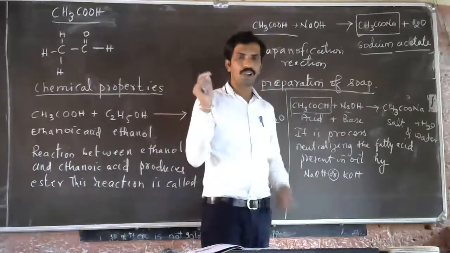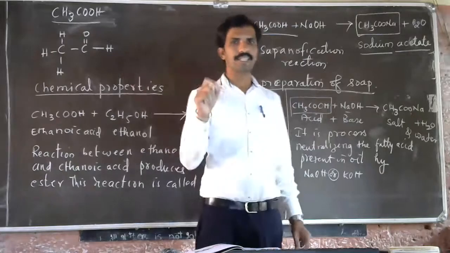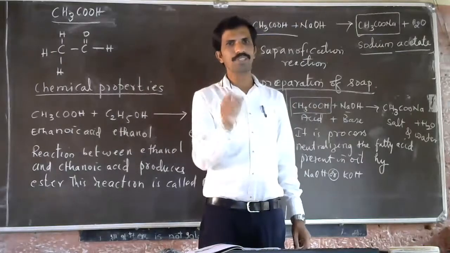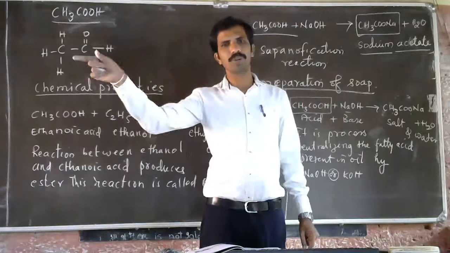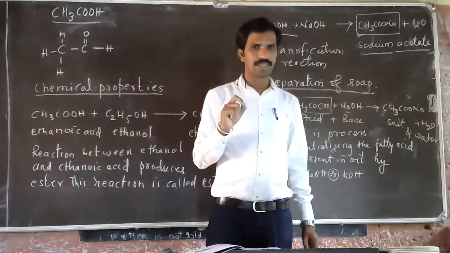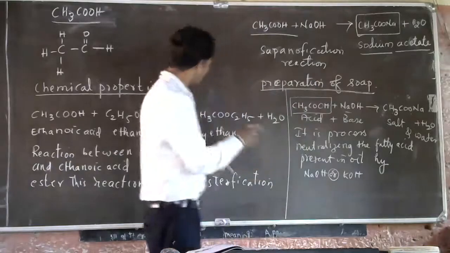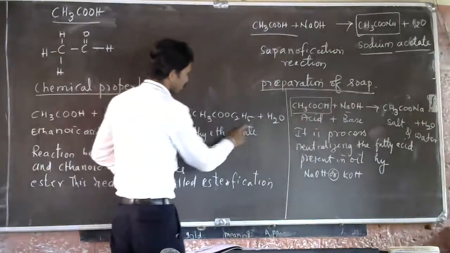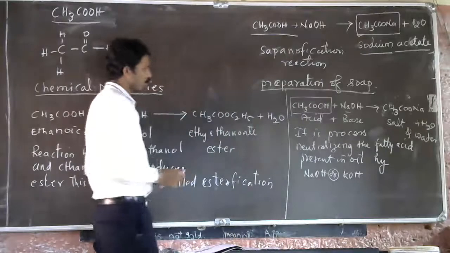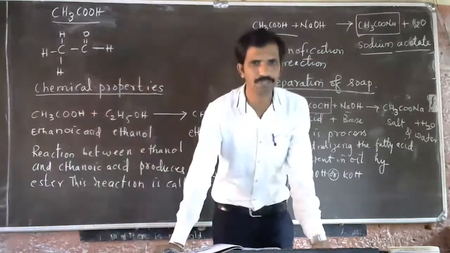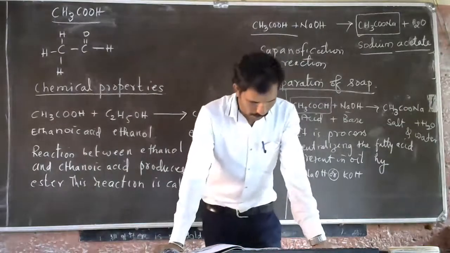in the oil. There are fatty acids in oil, and to neutralize them we use a base. In that process we get a soap. That process is called saponification reaction. Even this product is also used in the process. CH3COC2H5, that is nothing but ethyl ethanoate.